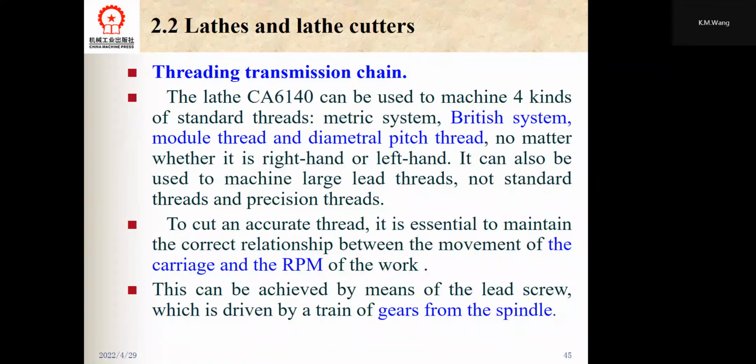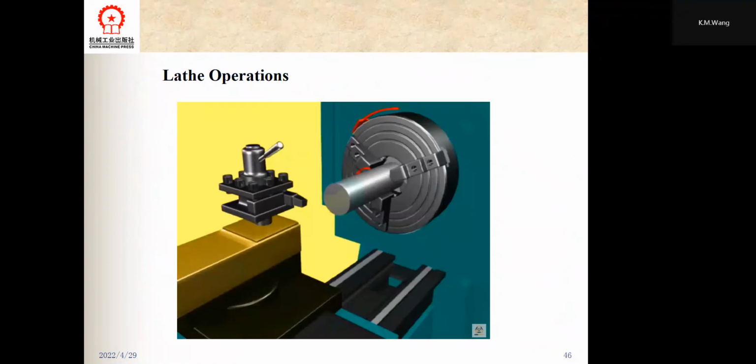To cut an accurate thread, it is essential to maintain the correct relationship between the movement of the carriage and the RPM of the work. This can be arranged by means of the lead screw, which is driven by the chain of gears from the spindle. This is the threading transmission chain, and this is the video of the lathe operations.